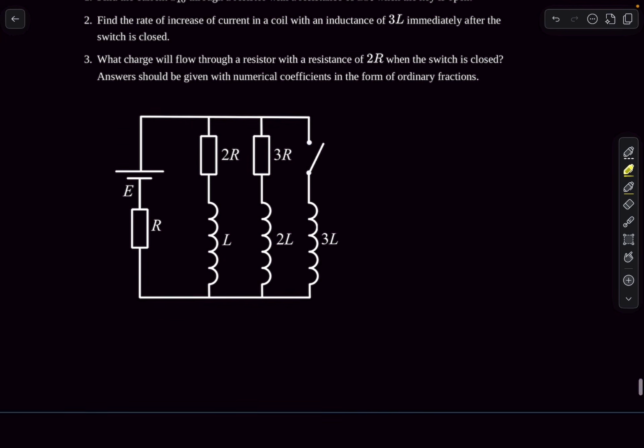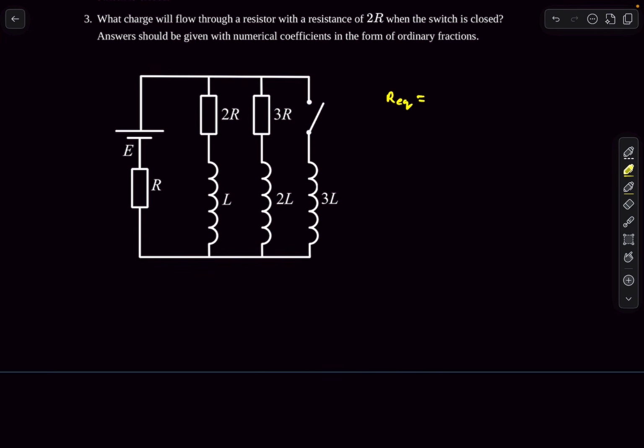So we can figure out the equivalent resistance. The 2R and 3R are in parallel, so their equivalent would be 6R by 5, and they are combined in series with R. So it will be 11R by 5. Let's say the current leaving the battery is I. So I would be equal to 5E divided by 11R.